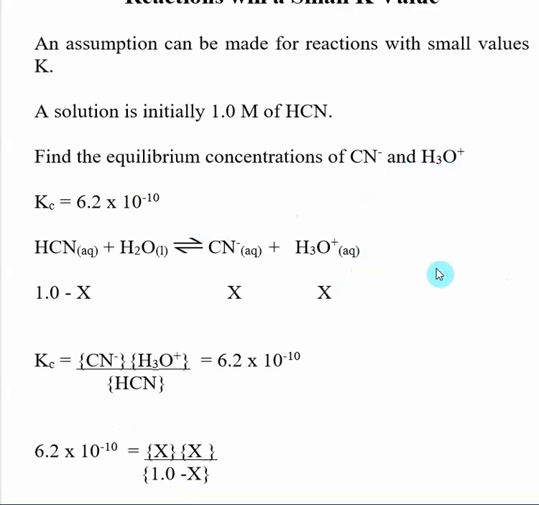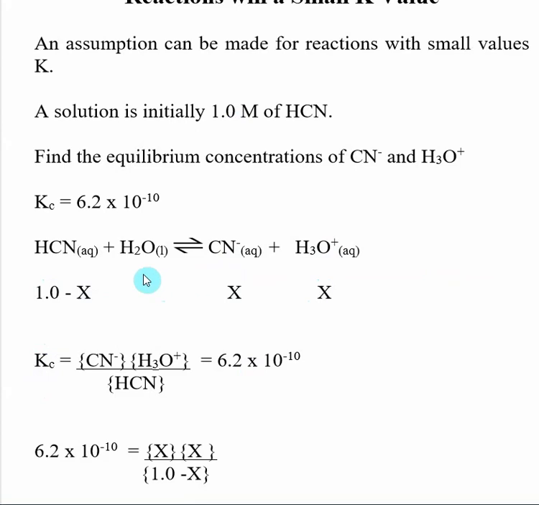So in this case, I know my reaction needs to go to the right to reach equilibrium because initially my concentration of CN minus and H3O plus are 0. So I know that some of my HCN must dissociate to make some of my CN minus and some of my H3O plus. The next step is to consider the equilibrium expression for this reaction.